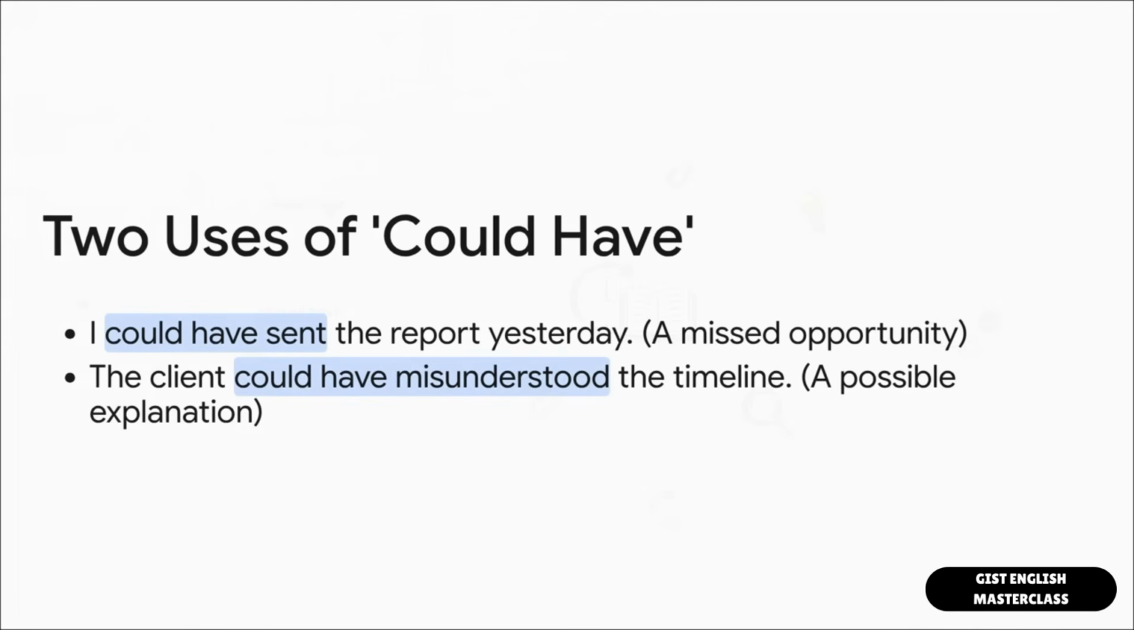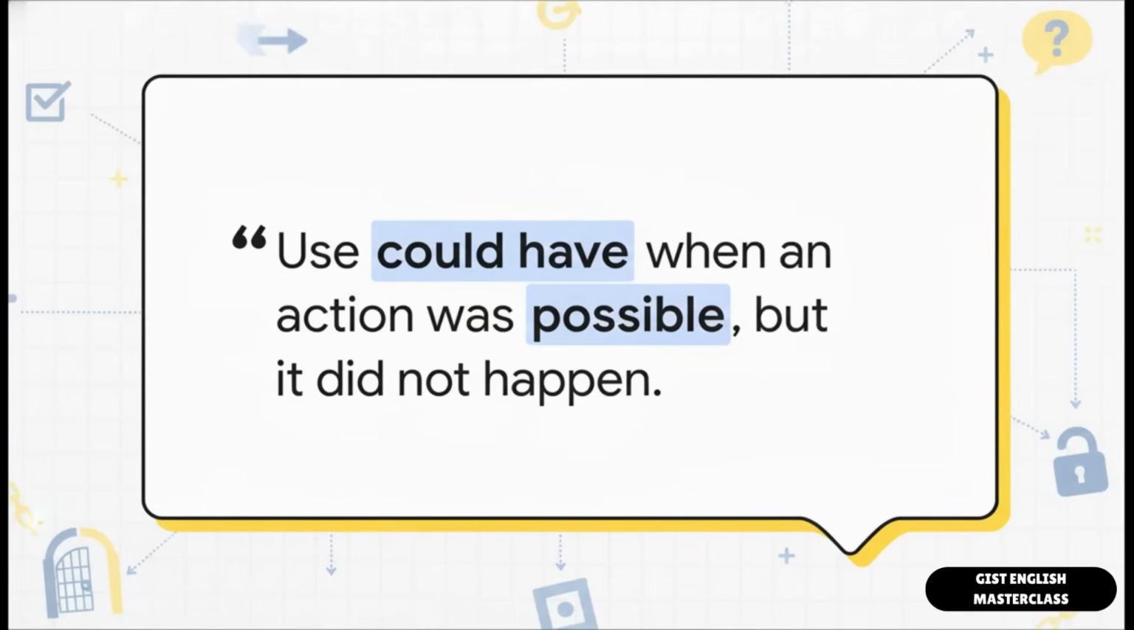The second flavor is offering a possible explanation. For instance, the client could have misunderstood the timeline. Here, we're not 100% sure what happened, but it's a possible reason, a theory. So just remember, could have is for those past possibilities. The chance was there, the action just didn't happen.